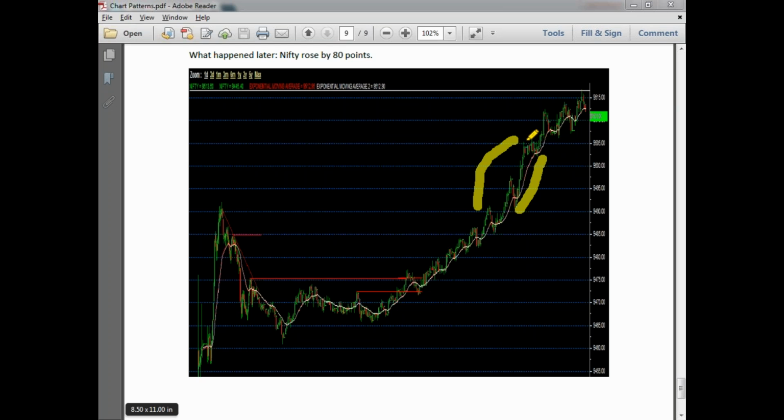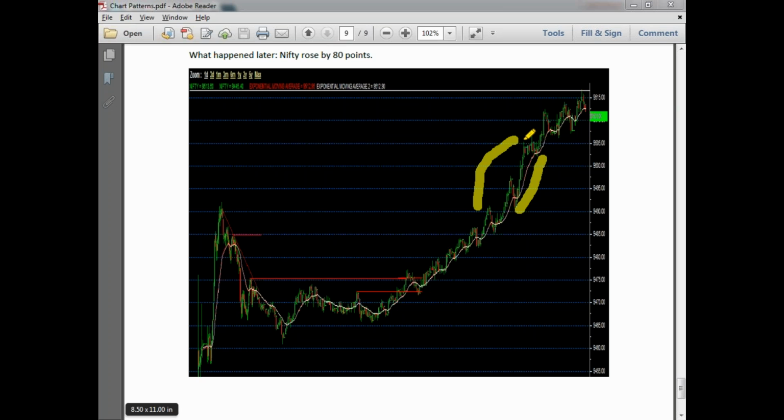Okay, so the market had never crossed 9,300 levels. It never had touched those levels. Now it has scaled 9,367, and when it goes down, 9,367 levels becomes support. Okay, so it took such huge supports.